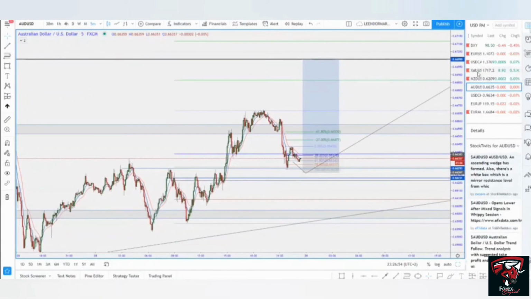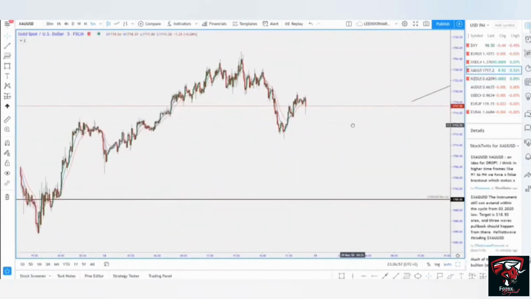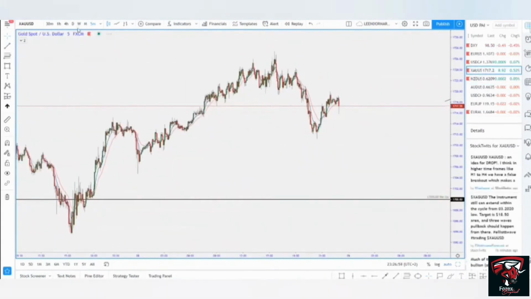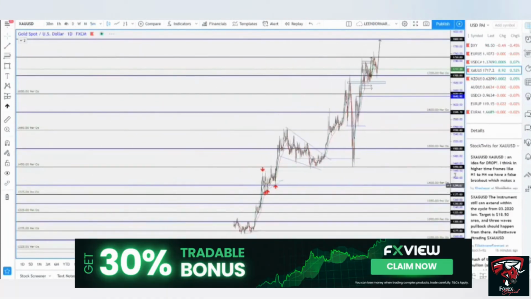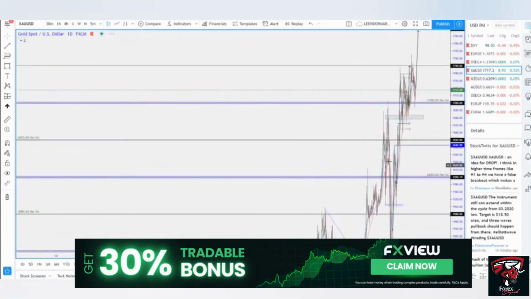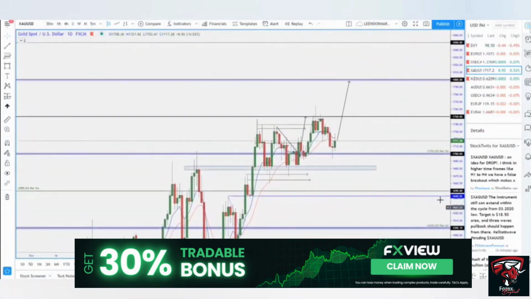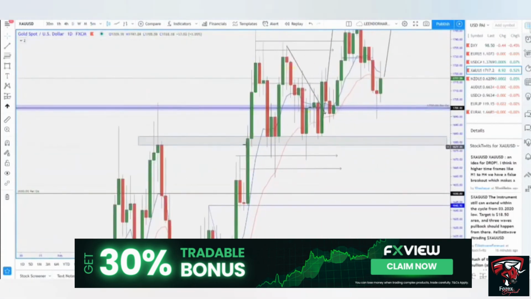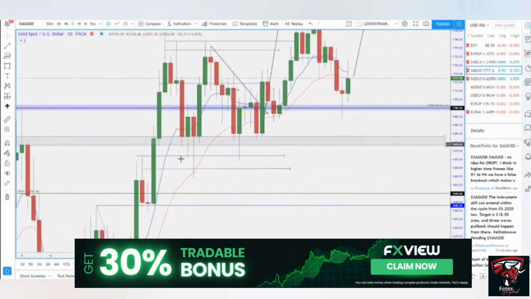Now going on to the next chart as well. Let's look at gold. From the daily time frame, we do have this previous level of support broken. If you look at this, we do have this previous level of support broken, came back to be retested.